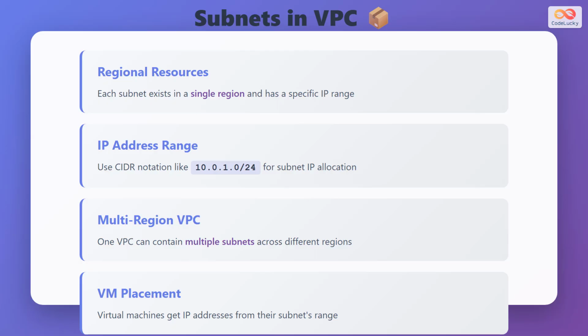Subnets are the building blocks of your VPC network. Each subnet is a regional resource, meaning it exists in a single GCP region and has a specific IP address range assigned to it. You define subnet ranges using CIDR notation, such as 10.0.1.0/24. The beauty of GCP's architecture is that one VPC can contain multiple subnets across different regions, giving you tremendous flexibility in how you organize your resources. When you launch virtual machines in Google Cloud, they automatically receive IP addresses from their subnet's assigned range, allowing them to communicate with other resources in your network.